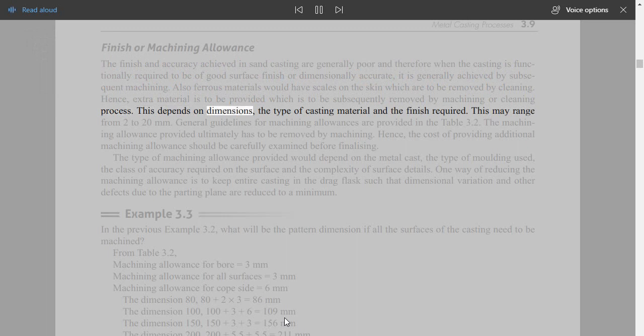This depends on dimensions, the type of casting material and the finish required. This may range from 2 to 20 mm. General guidelines for machining allowances are provided in Table 3.2. The machining allowance provided ultimately has to be removed by machining. Hence, the cost of providing additional machining allowance should be carefully examined before finalizing.